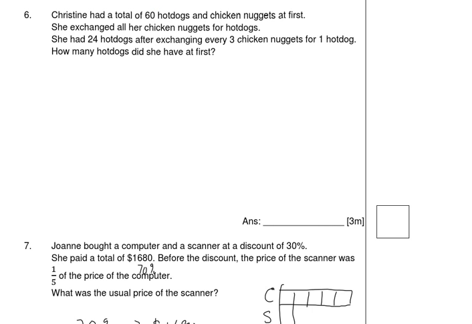So since we have 24 hot dogs, that means we are assuming all are hot dogs, right? Okay. Assume all are hot dogs. So hot dogs, chicken nuggets. Then total.